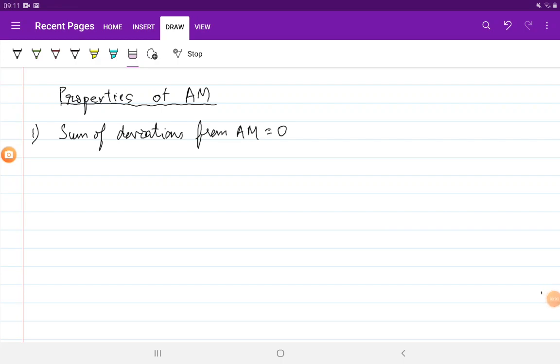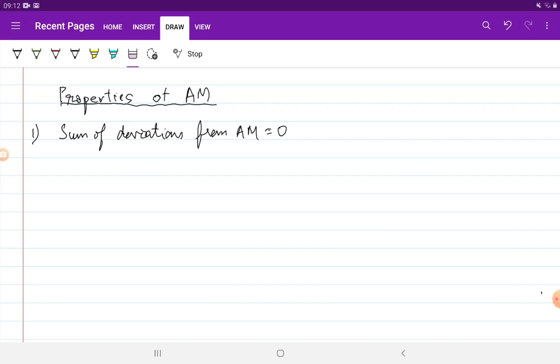Now let's have a look at the various properties, or the important properties, of arithmetic mean. I'm using AM, capital AM, to denote arithmetic mean. The first important property is that the algebraic sum of deviations of each observation from the arithmetic mean is equal to 0.